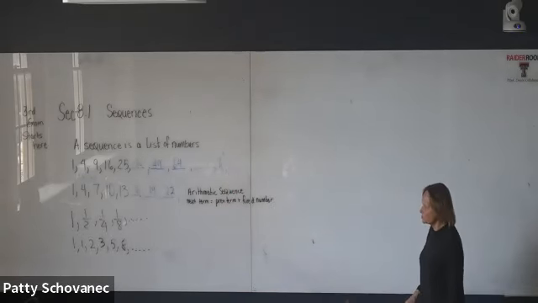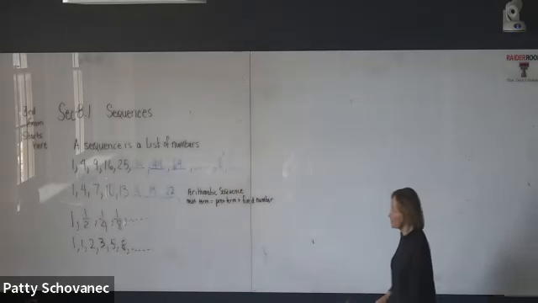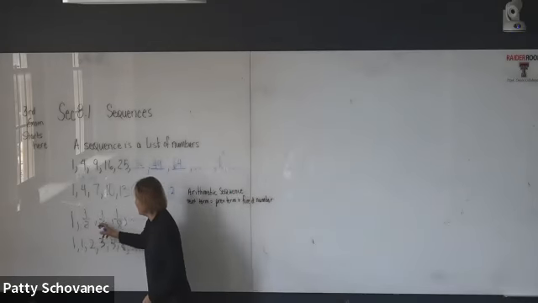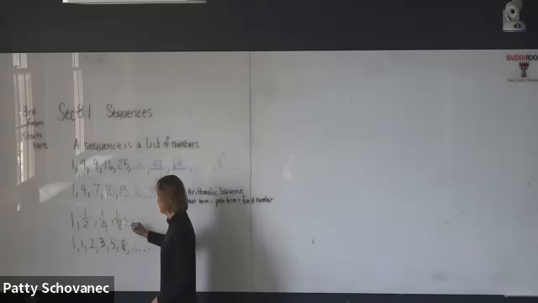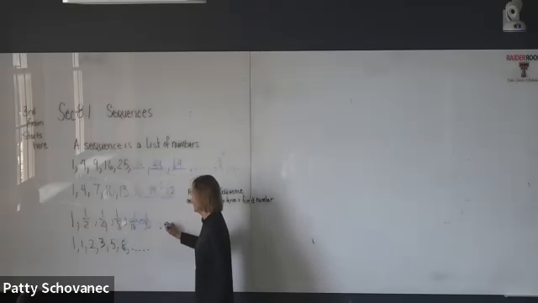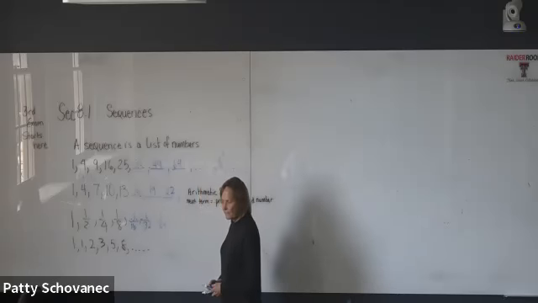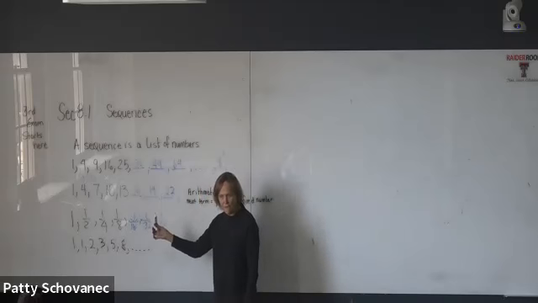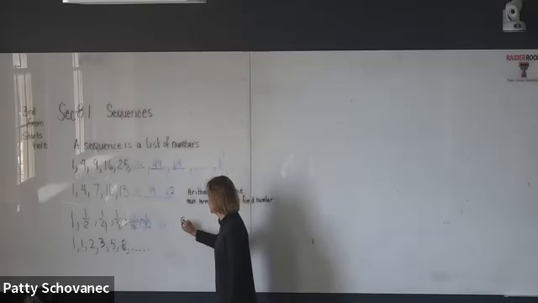What are we doing to generate the terms in the third example? Each one's half the previous term, right? Half of 1 is a half. Half of a half is a fourth. Half of a fourth is an eighth. So the next ones would be 1 over 16, 1 over 32, 1 over 64. The type of sequence where you take the previous number and multiply it by a fixed number to get the next one is called a geometric sequence.